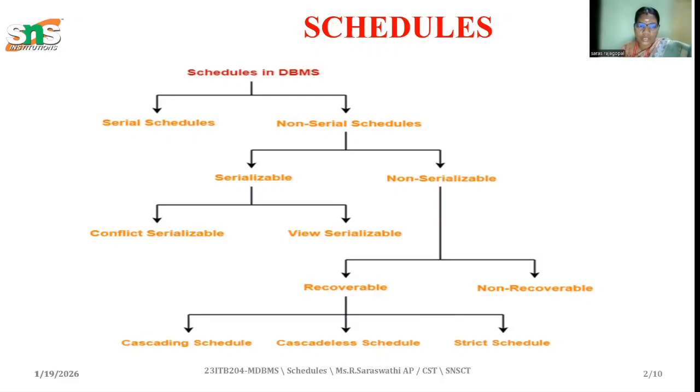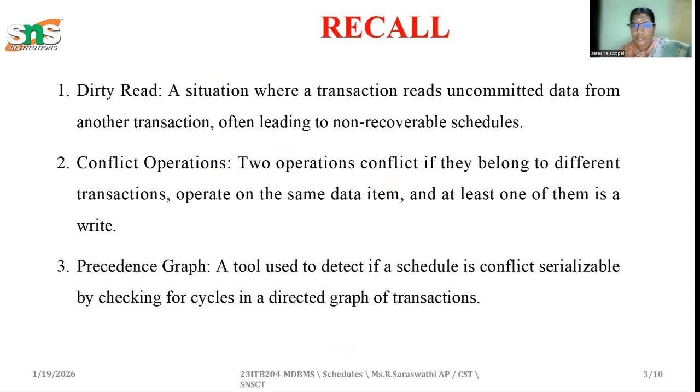It may be a serial schedule or non-serial. A non-serial schedule contains two further categories, serializable and non-serializable. Serializable includes conflict and view. Non-serializable includes recoverable and non-recoverable, with cascade and cascadeless.